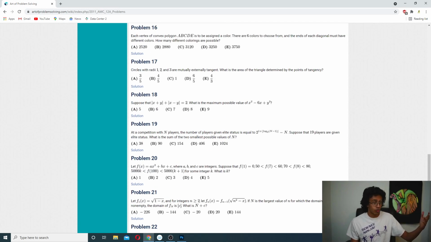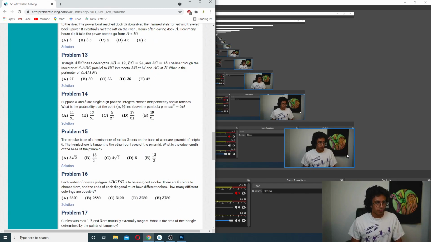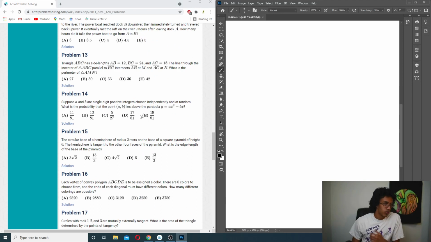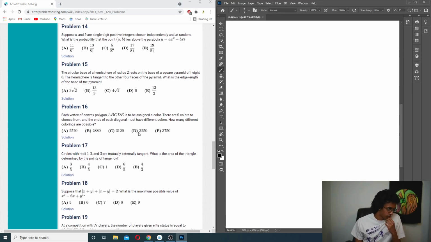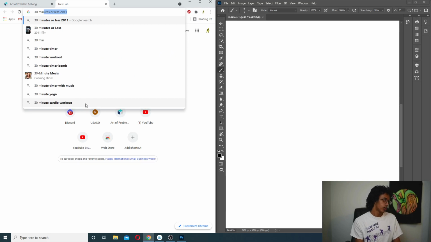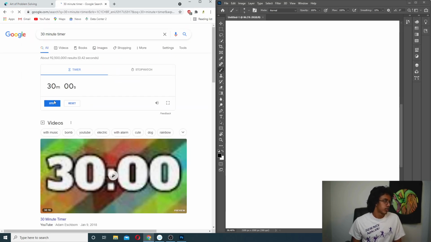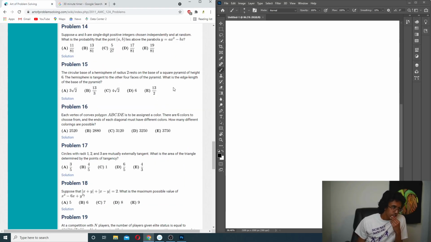We're just going to go where we left off on the AMC 12A 2011, starting on problem number 16, I believe. So, what do we got? Each vertex of convex polygon ABCDE is to be assigned a color. I should probably put on my 30-minute timer so I don't have to keep checking my recording software. Okay. Each vertex of convex polygon ABCDE is to be assigned a color. There are 6 colors to choose from, and the ends of each diagonal must have different colors. How many different colorings are possible?